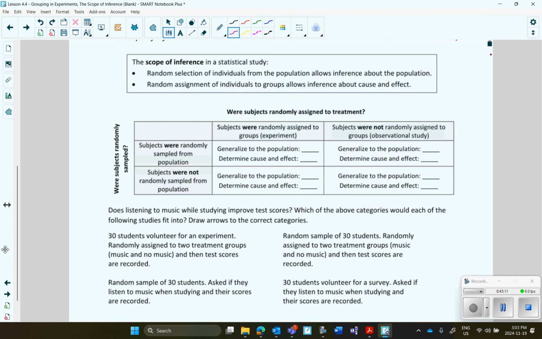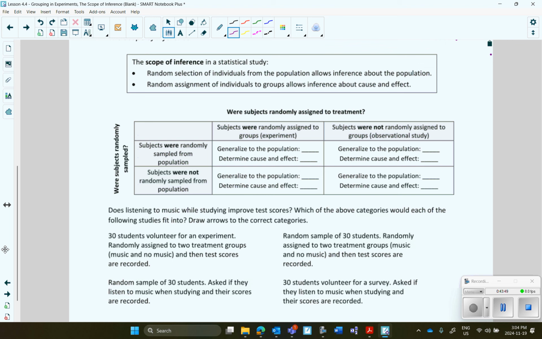All right, finally. What can we do with observational studies and what can we do with experiments? And what can we do when it's random or if it's not? This is called the scope of inference. Remember, inference means conclusion. What kind of conclusions can I make? So, if I randomly select individuals from a population and either do an experiment on them or do some sort of sampling or observational study, I can make an inference about the population.